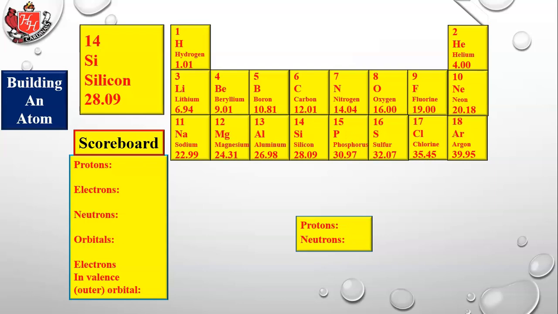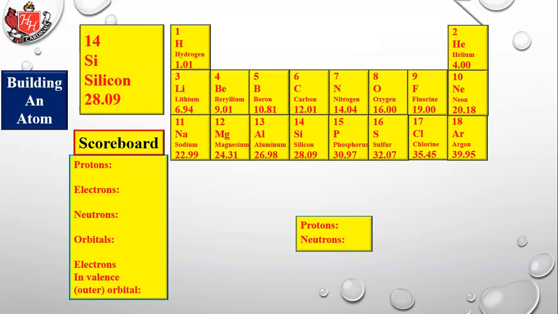So now we're going to build an atom. You're going to learn how to read the periodic table and how to use that to know how to construct the diagram of an atom. So what you have here, we're going to use silicon as our example. It's in the third row, and it is the fourth element from the left.